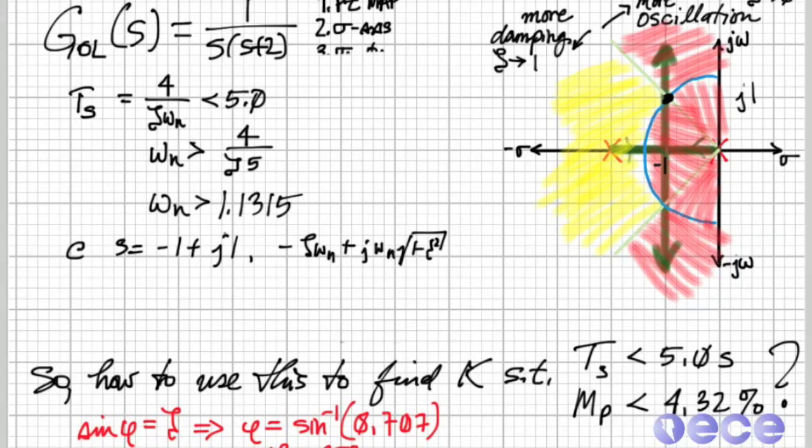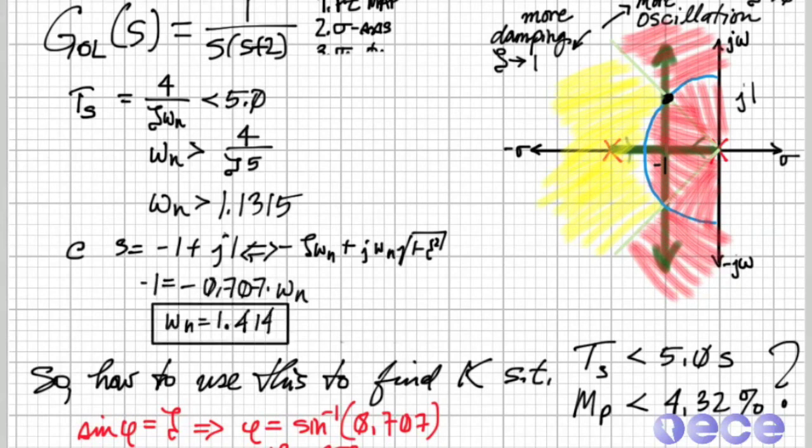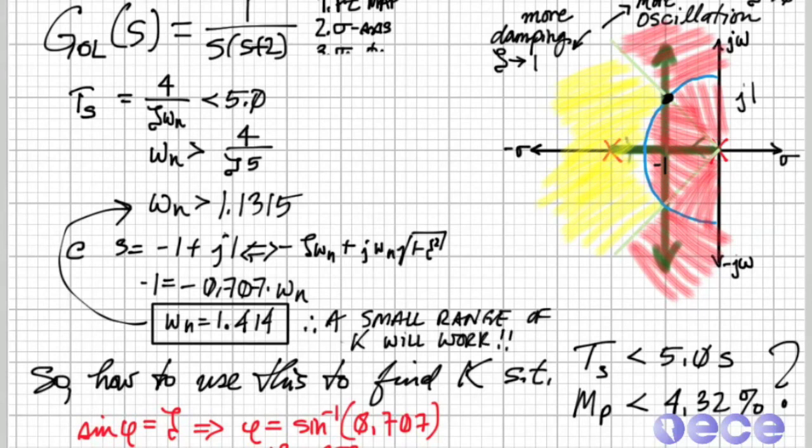So the real part, minus zeta omega n, is going to be minus 1, and the imaginary part, omega n times the square root of 1 minus zeta squared, is also 1. So now it's just a matter of substituting in the value of zeta that we have, 0.707, and solving that omega n would be equal to 1.414. Since that value is greater than what omega n has to be here, we know that there is at least some range of k. It may be fairly small, but that will give us the controller specifications that we'd like to have.